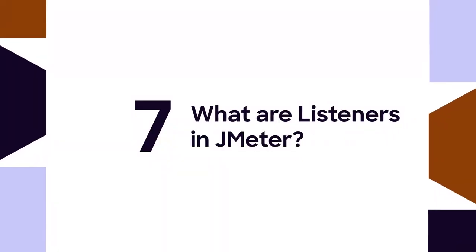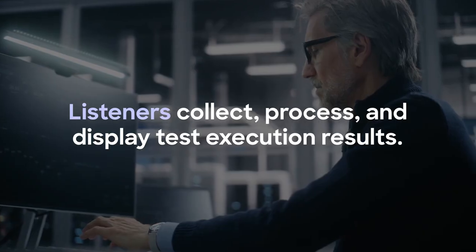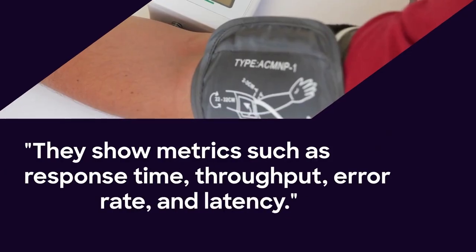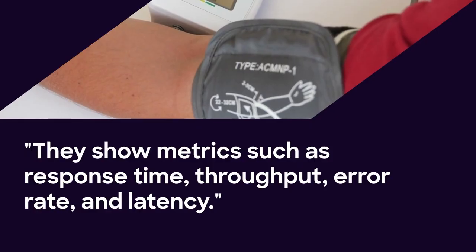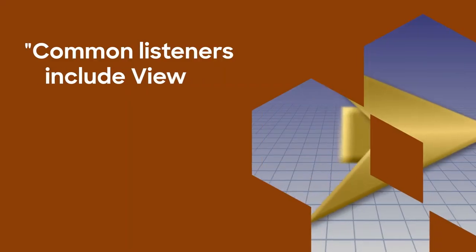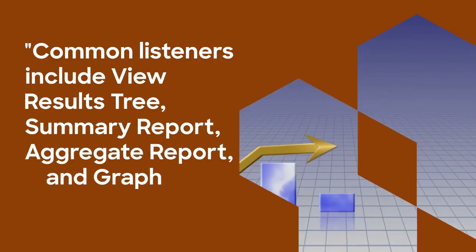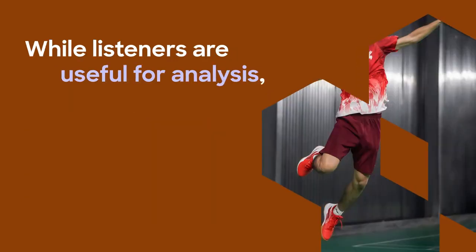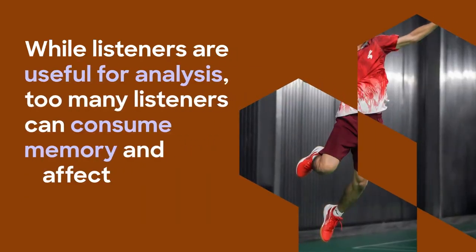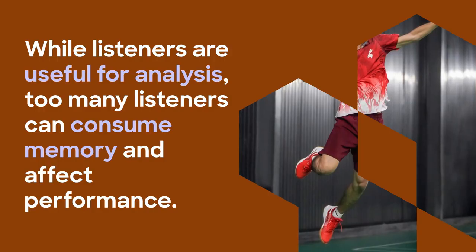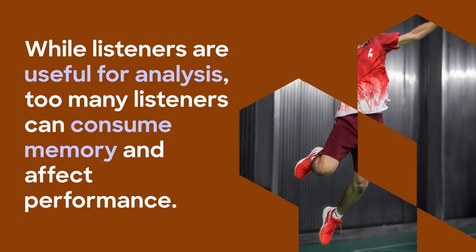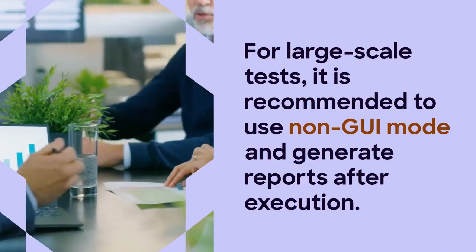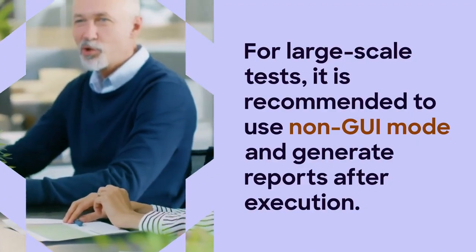7. What are listeners in JMeter? Listeners collect, process, and display test execution results. They show metrics such as response time, throughput, error rate, and latency. Common listeners include view results tree, summary report, aggregate report, and graph results. While listeners are useful for analysis, too many listeners can consume memory and affect performance. For large-scale tests, it is recommended to use non-GUI mode and generate reports after execution.